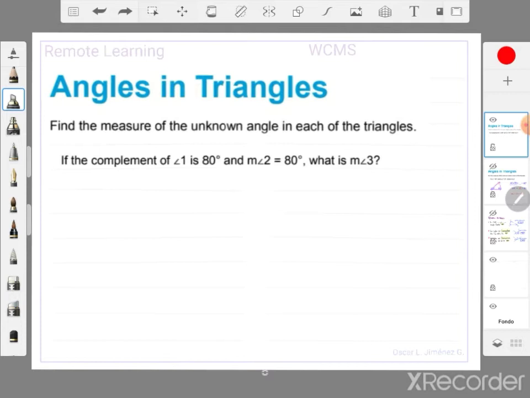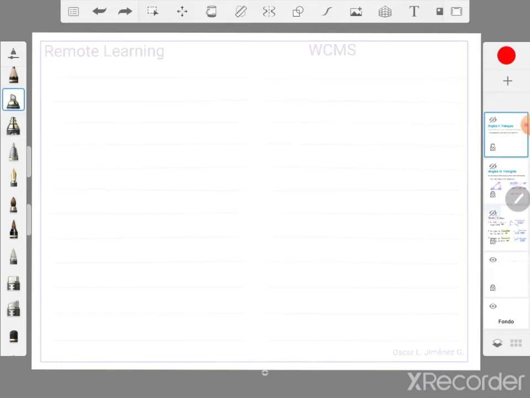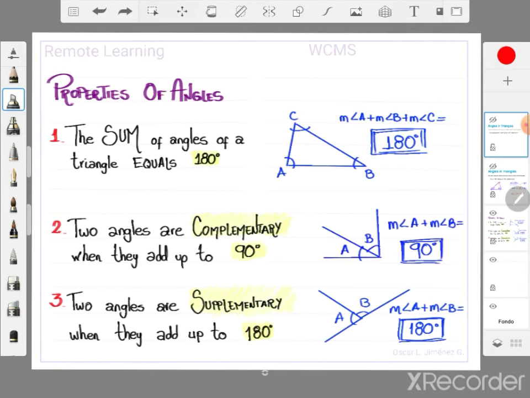The first one that we know is the complement of the angle number 1 is 80 degrees. So we need to remember what complementary means, okay? So remember, look at the property number 2. Two angles are complementary when they add up to 90 degrees. Okay, remember, complementary, they add up to 90 degrees.